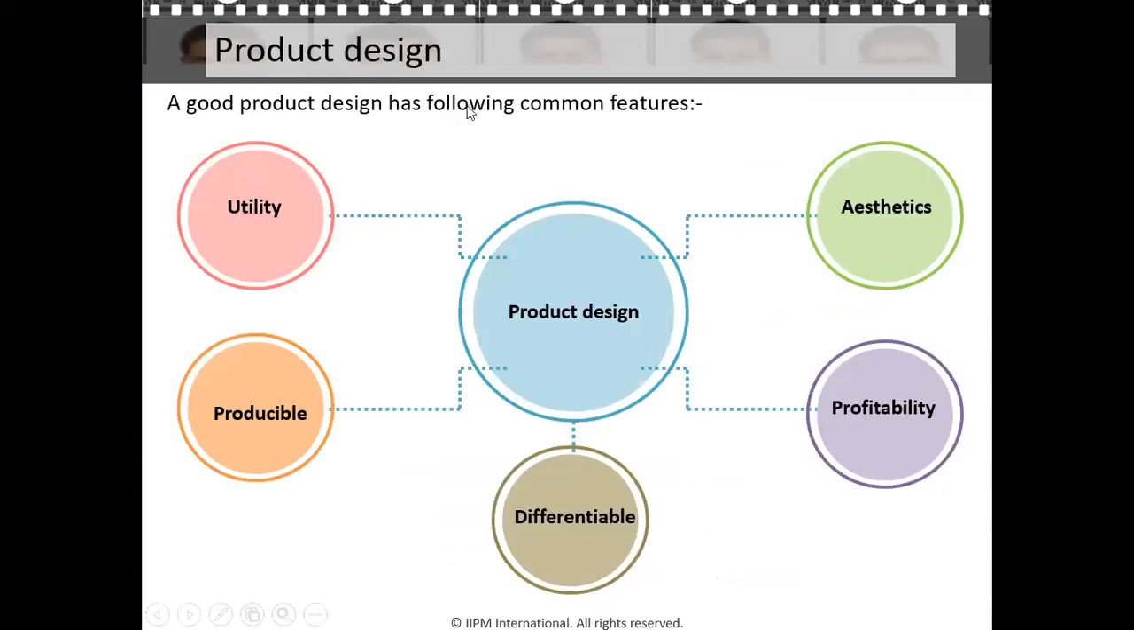Now, effective product design. A good product design has the following common features. We have utility, producibility, differentiability, profitability, and aesthetics. I think I've somehow explained utility. It is the value that the customer wants that we are producing for. We are not producing for the value we want.